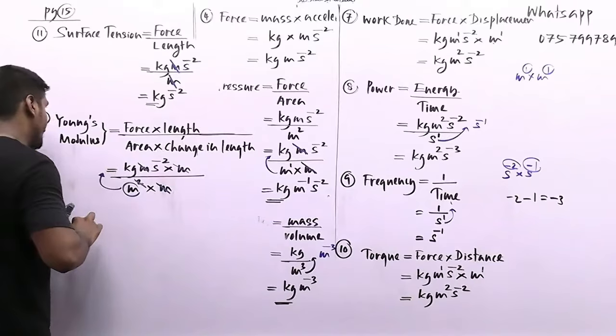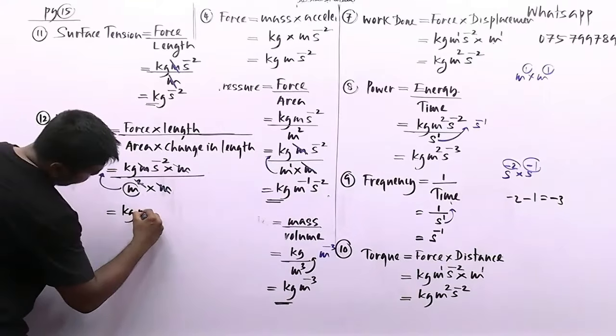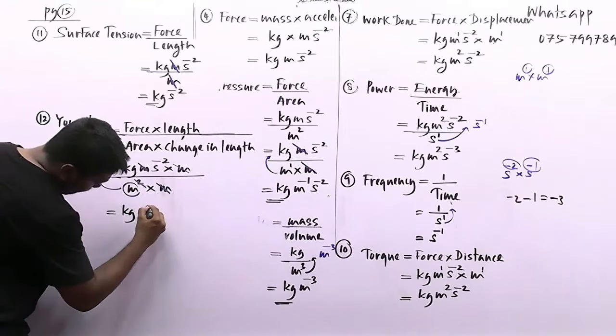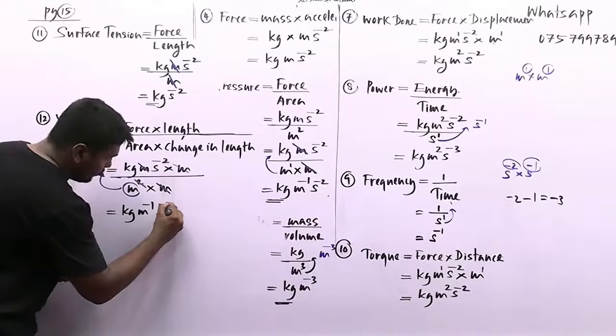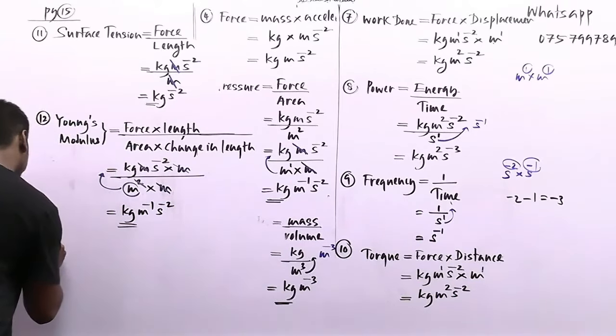Finally, you can write down the units of Young's modulus: kg simple m to the power minus 1, simple s to the power minus 2. Clear, no? Clear. Question number 13.